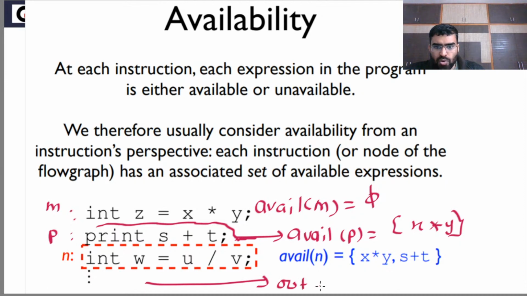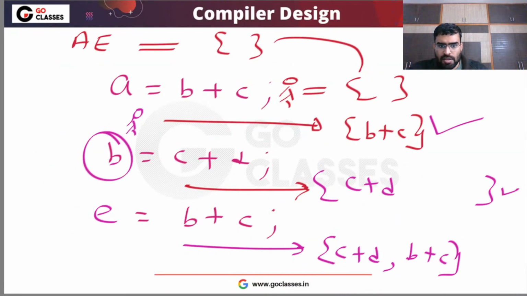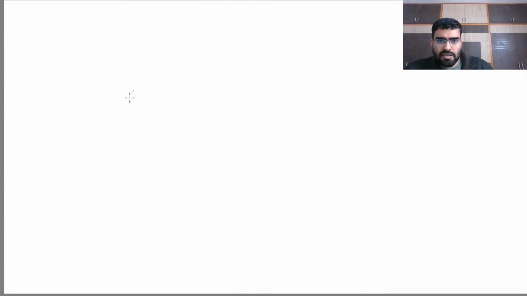What is out avail of n? That is x into y, s plus t, and u divided by v. This is out avail of n. Is it clear? Rajan is asking what if we have this type of statement, so let's take that also. Let's assume b equal to a plus b and let's assume c equal to a plus c.